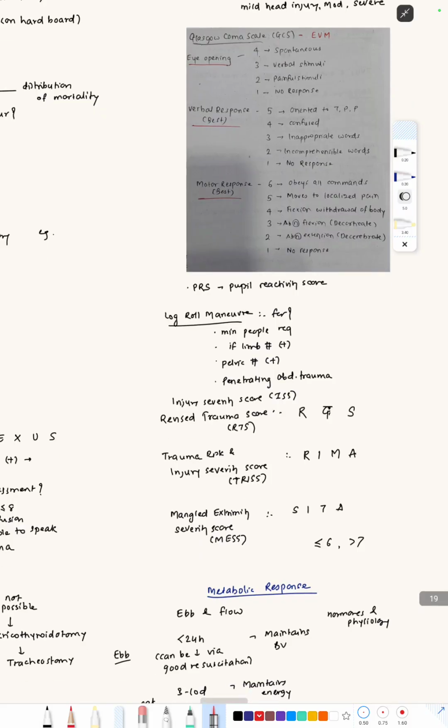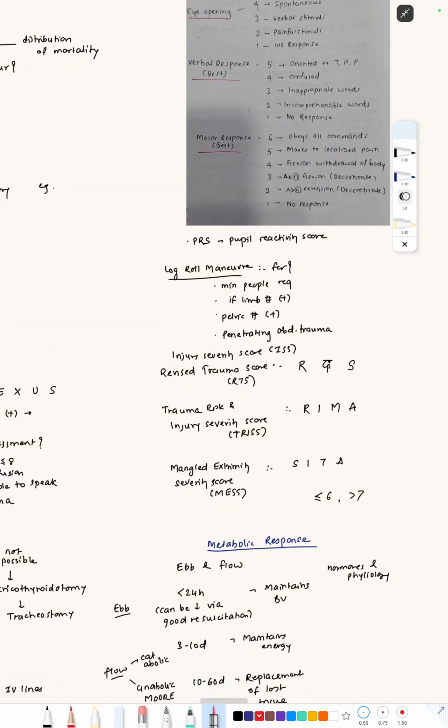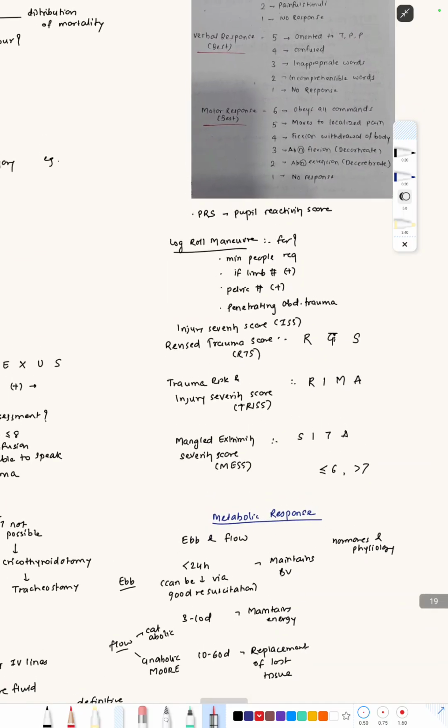Then log roll maneuver, it is done for looking at the back of the patient, examining the back. The minimum people that are required for this are 4. If a limb fracture is present, minimum 5 people are involved. If pelvic fractures are present, in that particular case you should not perform this log roll maneuver, otherwise dislodgement of clot can happen. In case of penetrating abdominal trauma, this is done because we want to see if the exit wound is present or not. Then there are different scores that are used.